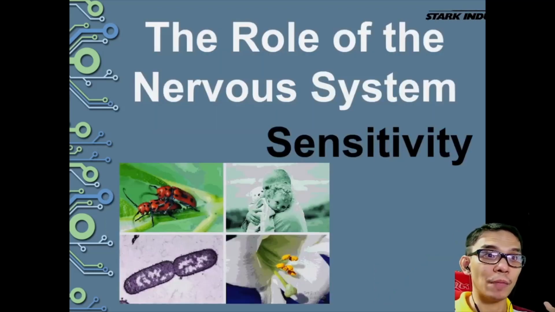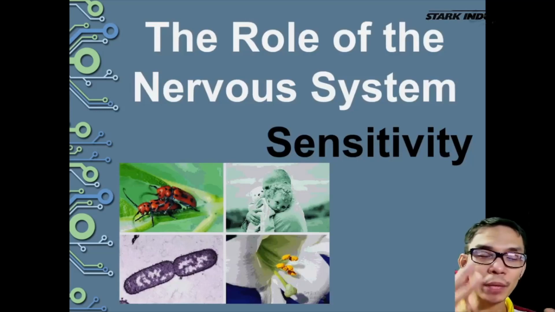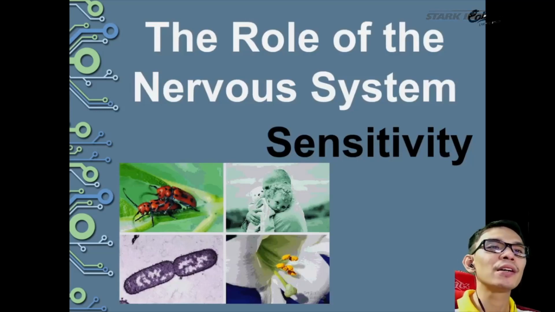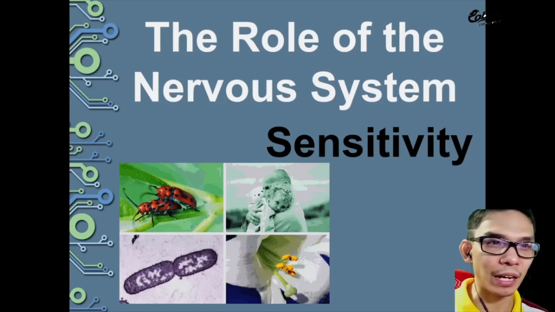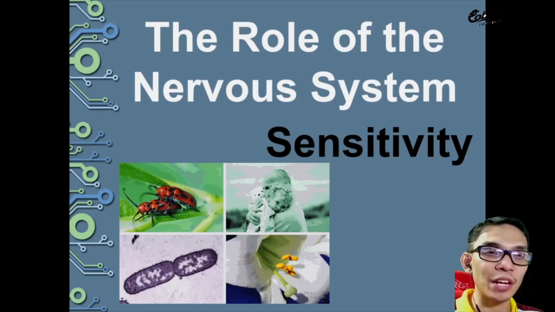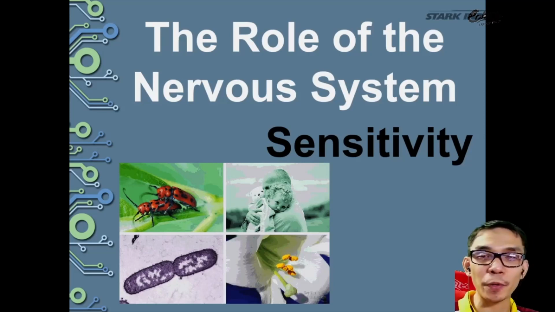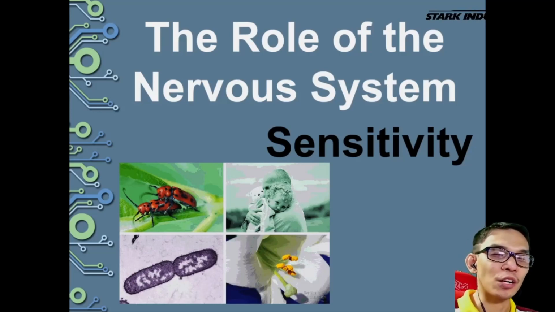And the role of the nervous system, the role of the neurons, is still sensitivity. As we opened this video lesson a while ago, we said that organ systems are a group of organs that have the same function. These are groups of organs that are found to have the same function to each other.